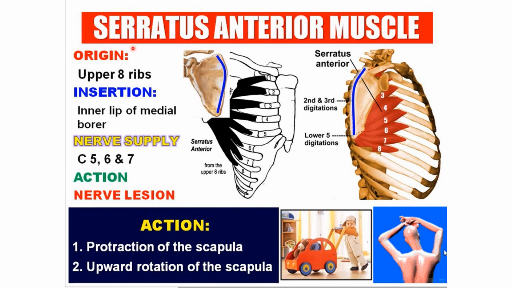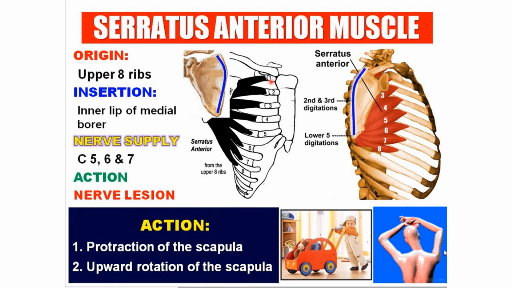Now there's another muscle called the serratus anterior muscle, which spans the anterior part of the axilla. Looking at the origin of the serratus anterior, it starts from the first to eighth rib. So this is the first rib, second, third, fourth, fifth, sixth, seventh, eighth rib. That's the origin of the serratus anterior muscle.